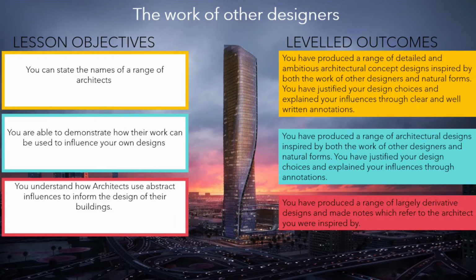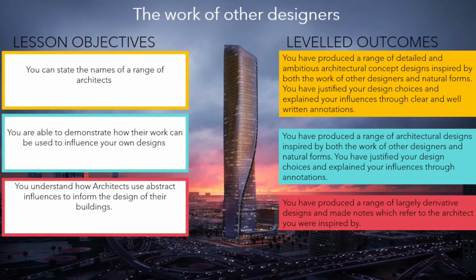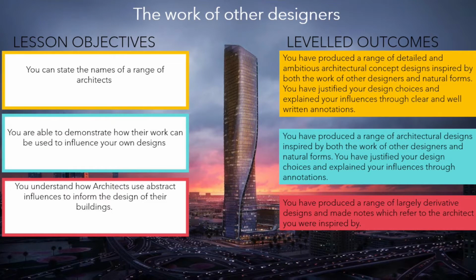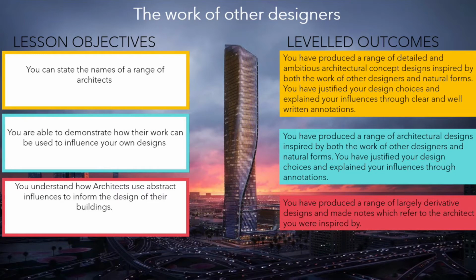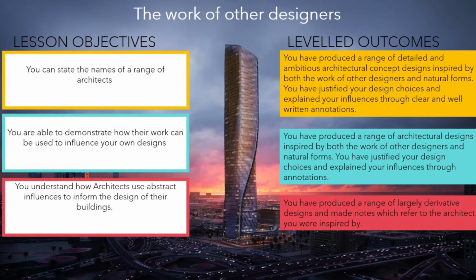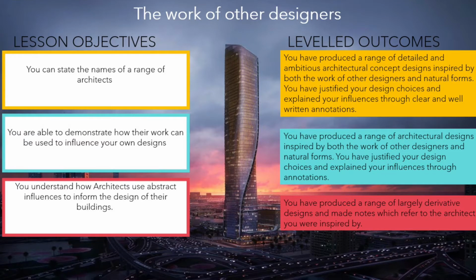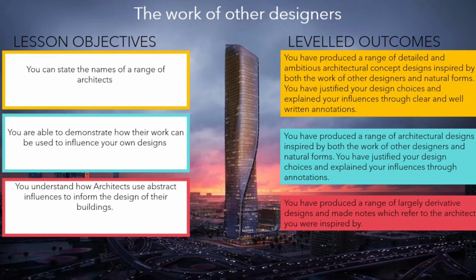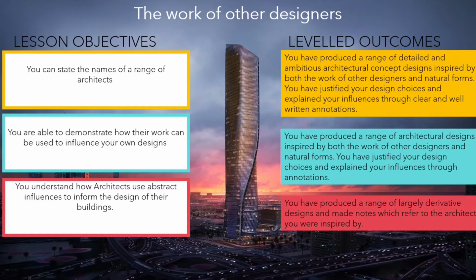The objectives remain the same, that you can state the names of a range of architects, you can demonstrate how their work will influence your own, and understand how architects use abstract influences and techniques to inform their design. And the main difference on the level ladder really is at the top level, your ideas are informed by the influences and techniques, but they're very clearly your own and you've taken inspiration. Whereas at the lowest point, your ideas are quite derivative. You may have directly copied the work of the designer and not necessarily taken on board or fully involved yourself in the process of producing the work.